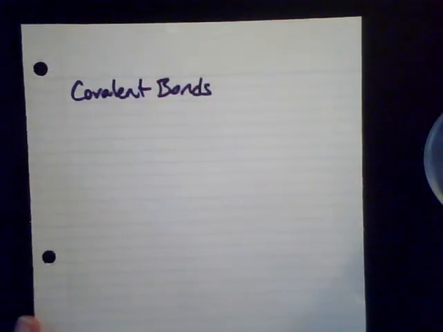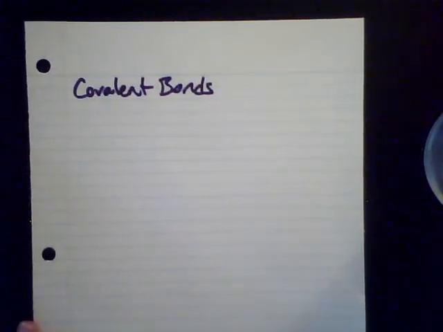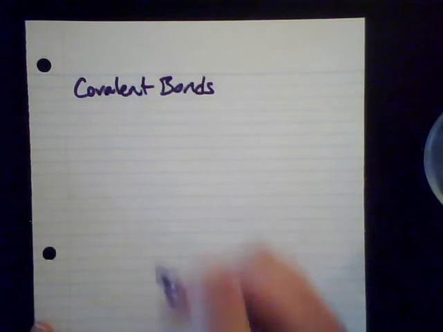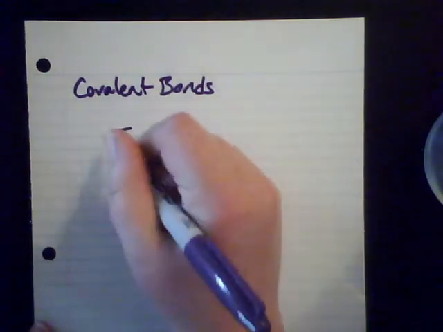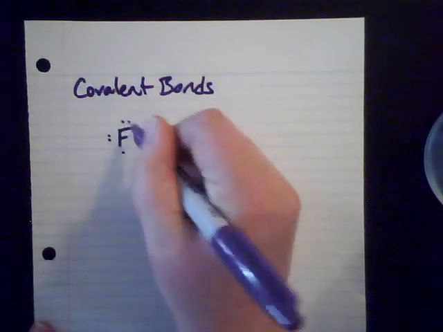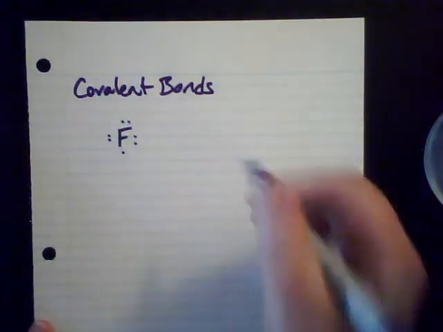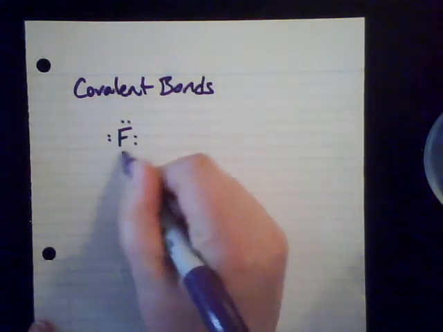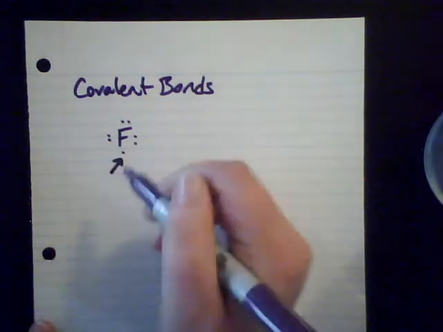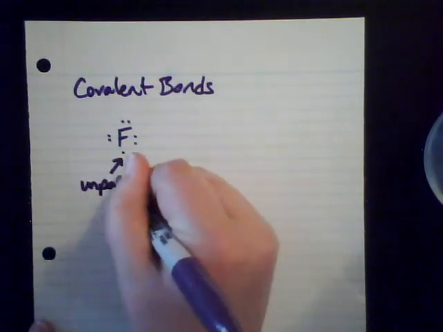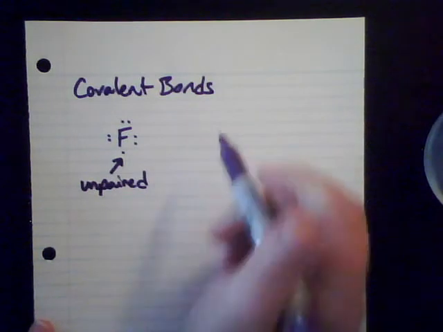The way that we can use the Lewis dot structure to look at covalent bonds is because we're sharing electrons to try to get to 8. So if I take fluorine, for instance, fluorine is in our column 17 or 7A, and it has 1 valence electron that's all alone, and the rest of them are paired.